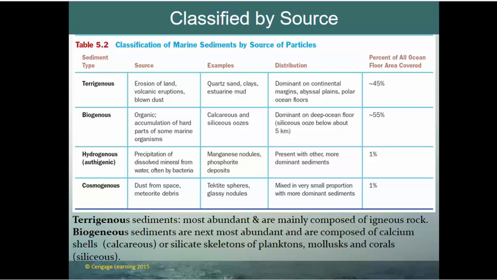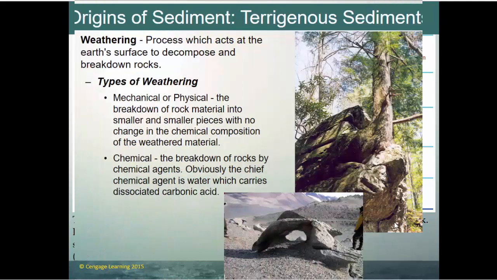So cosmogenous is dust from space and meteorite debris. Just like dust off of Africa, dust from space enters the atmosphere, falls to Earth, and settles into the ocean. And you get very small proportions of cosmogenous types of sediments on the ocean floor.